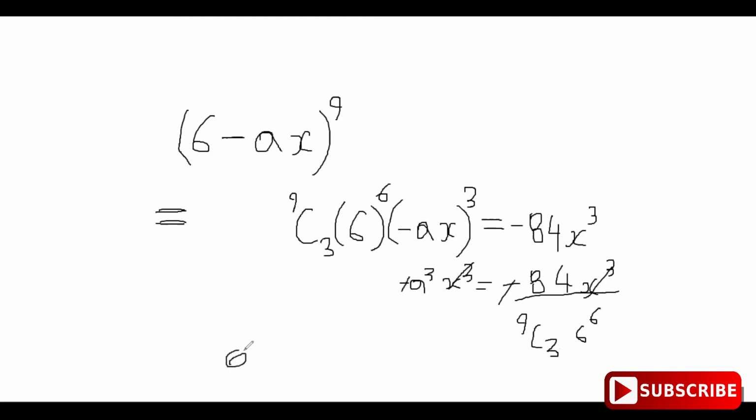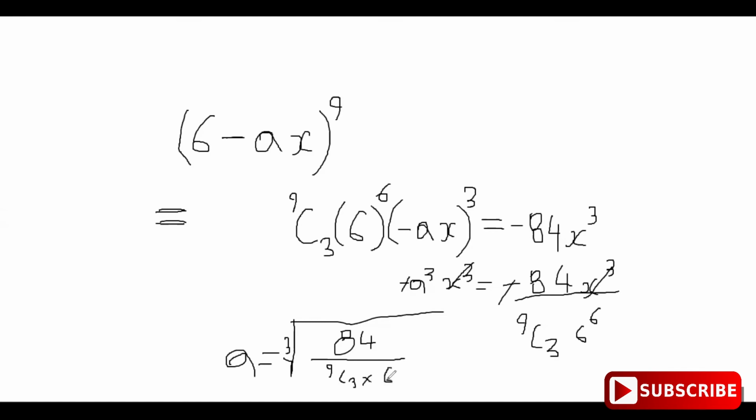And so a is going to be equal to the cube root of all of that. Here's the cube root. Yes, we're trying to find a. So a is the cube root of 84 over 9 choose 3 times 6 to the 6.